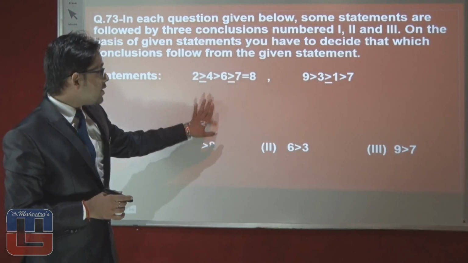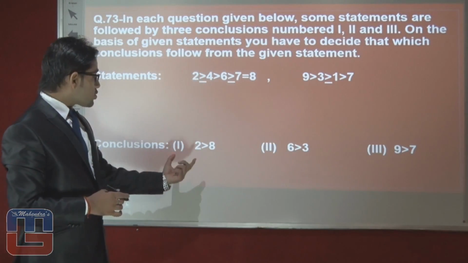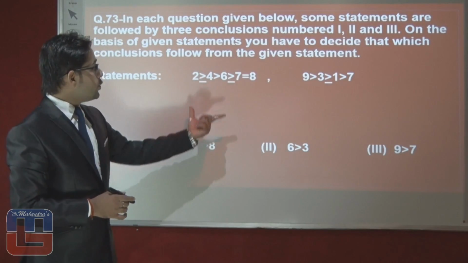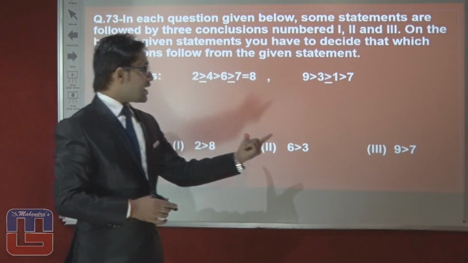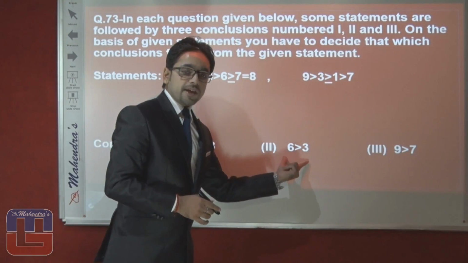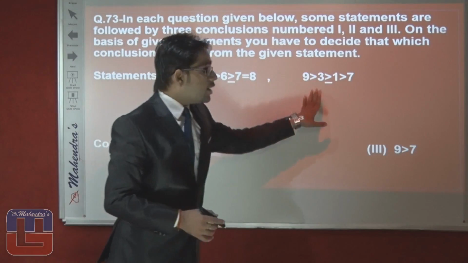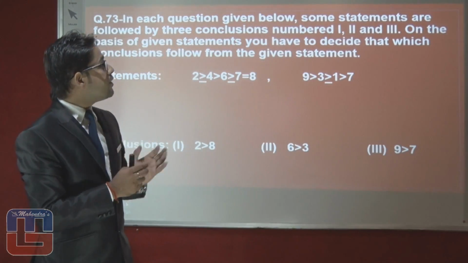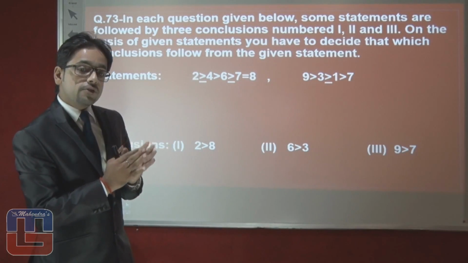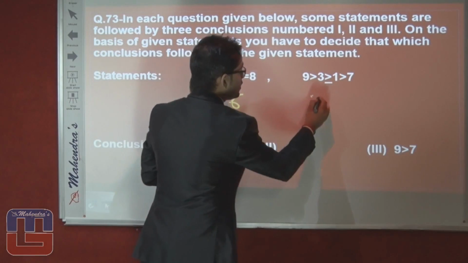In this question, you can see 2 statements followed by 3 conclusions. The first conclusion is talking about 2 and 8. You can see 2 and 8 exist in the same statement. The second conclusion is talking about 6 and 3. You can see here 6 and 3 both exist in different statements. So we have to combine them. First we have to solve this conclusion, which is talking about 6 and 3.